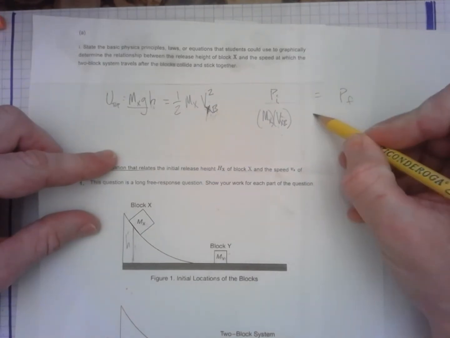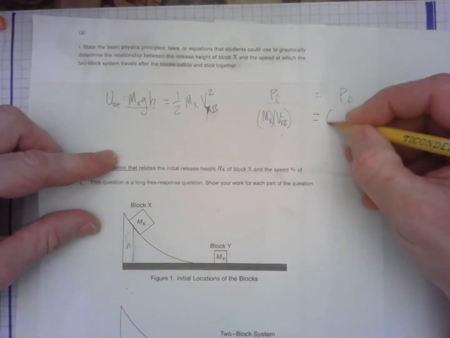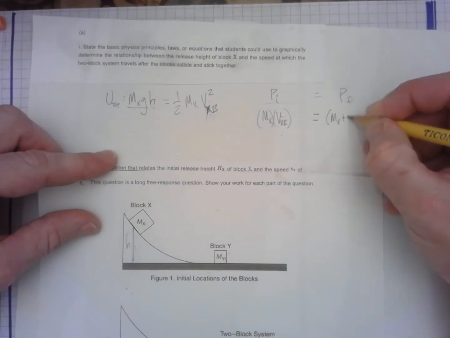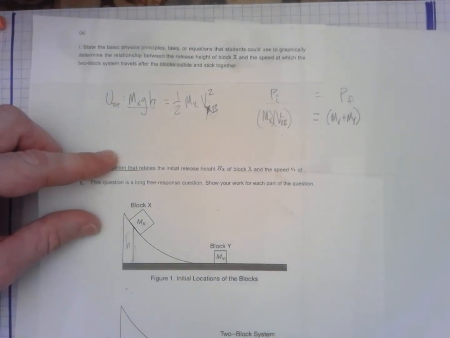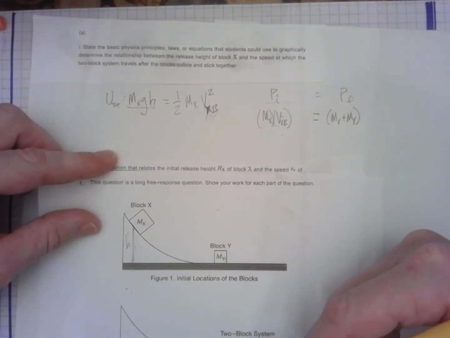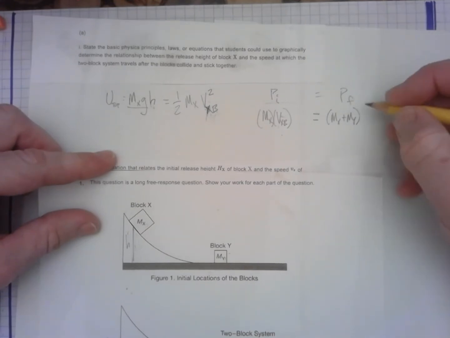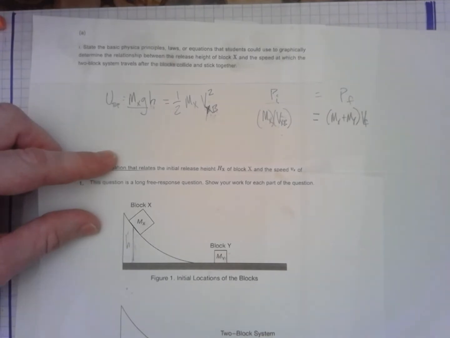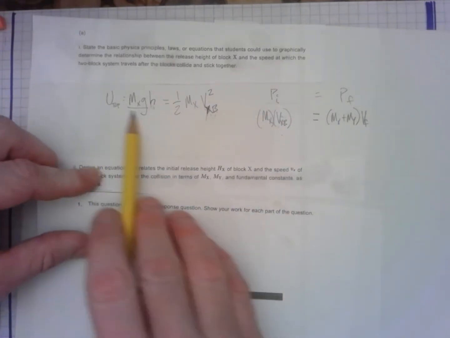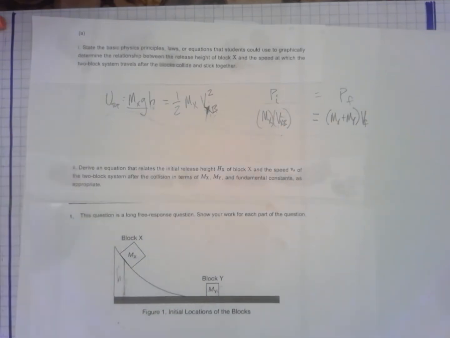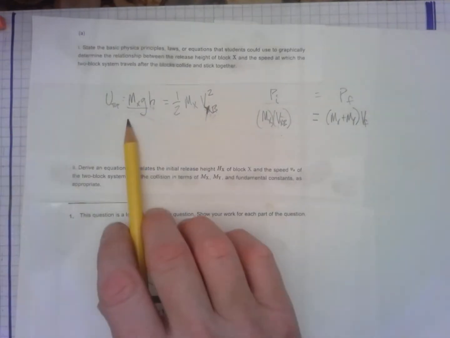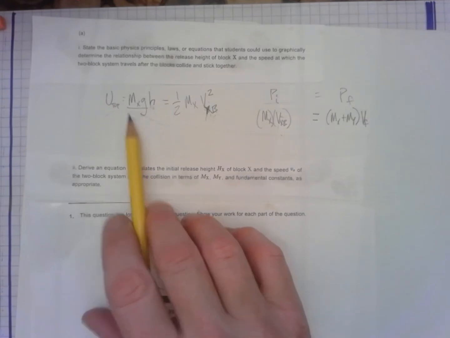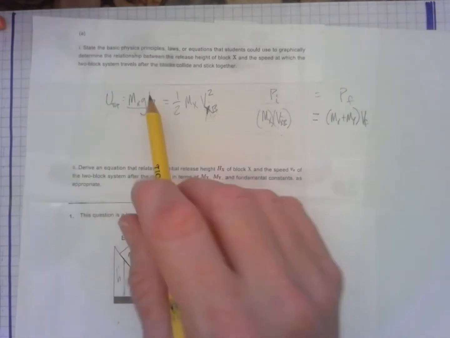That's the initial momentum. The final momentum: they stick together, so it's just mx plus my, the two of them together, times, what are they calling that velocity? This is the velocity they really want, the speed, so we'll just call that v final. Boom, like so. So here's the set of equations. I think this is all they want here. They just want us to state the basic physical principles, laws, or equations.